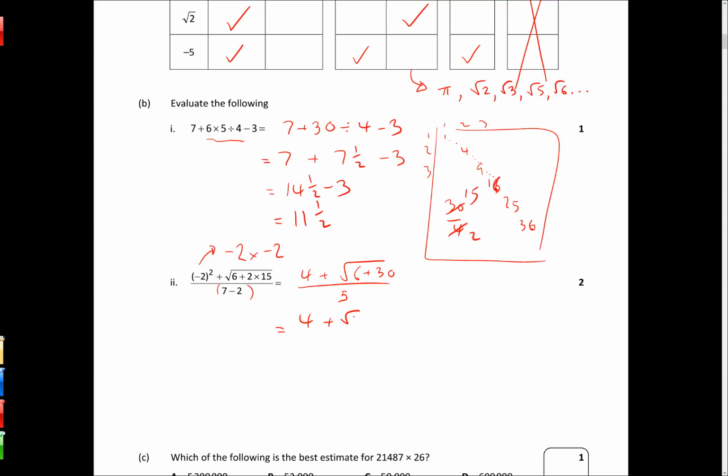Under that square root sign, now it's become root 36 over 5. Root 36 is 6, which is a 4 plus 6, that's 10 on 5, which is 2.